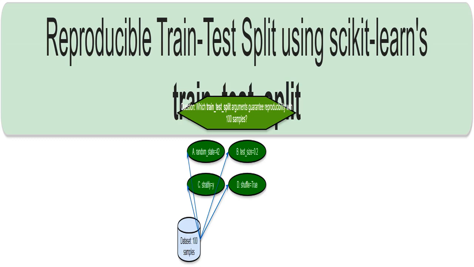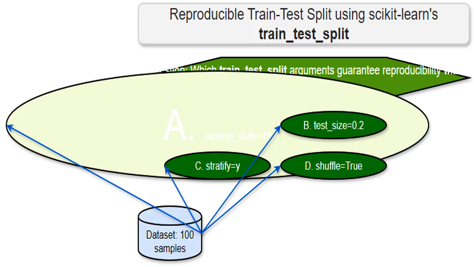This just tells me the size of the dataset. It doesn't directly influence how I should pick my arguments for reproducible splits, but it's good context to keep in mind. This just determines the size of the test split, 20% in this case. It doesn't guarantee the same split every time, only the proportion. It's independent of the reproducibility aspect.